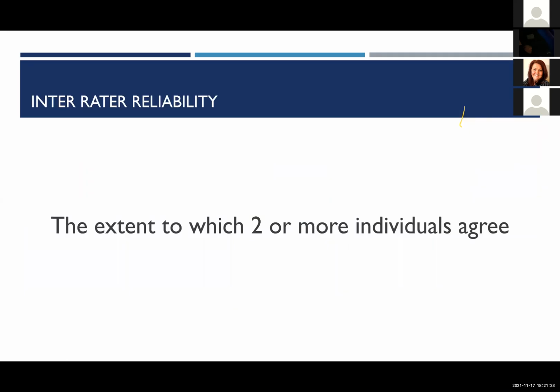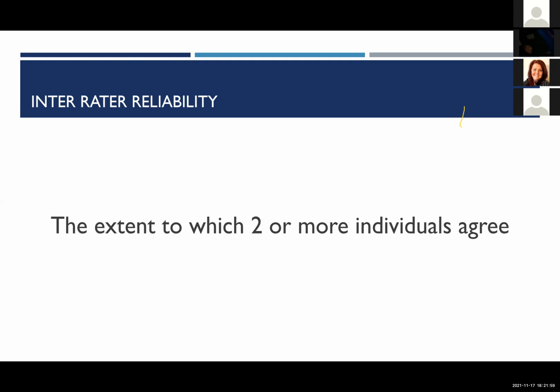Inter-rater reliability refers to the extent to which two or more individuals agree. It is applied in situations where different assessors or raters, or in our case, we're going to use the term evaluators, provide judgment on the same target, the student. And consensus would exist in the scores given by various evaluators. So what do I mean? I mean that they're all on the same page.